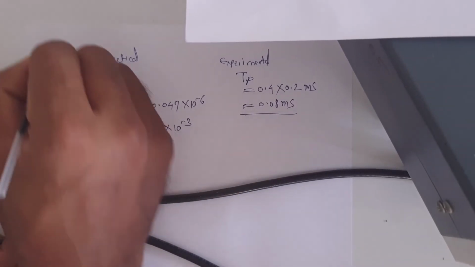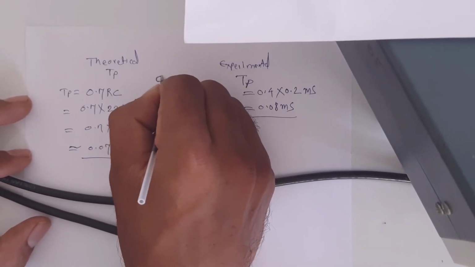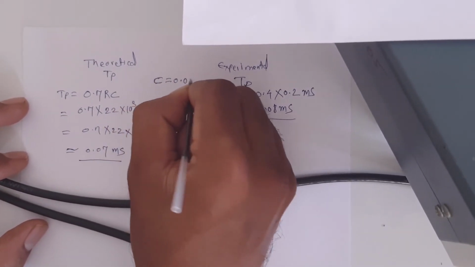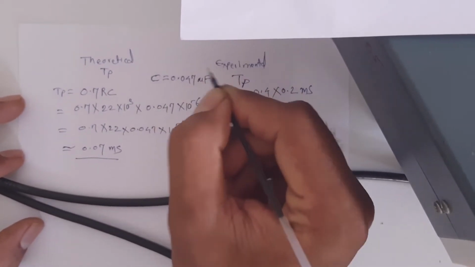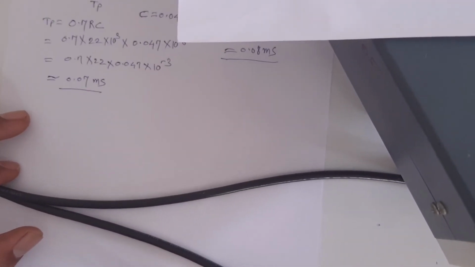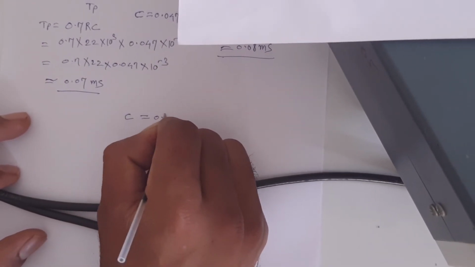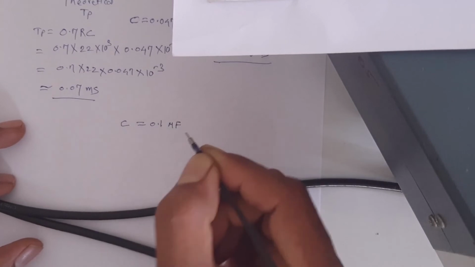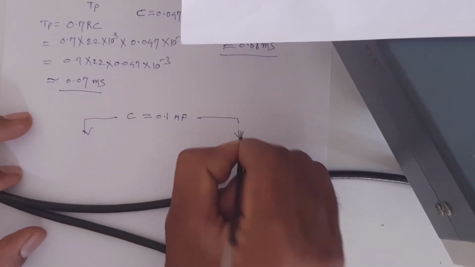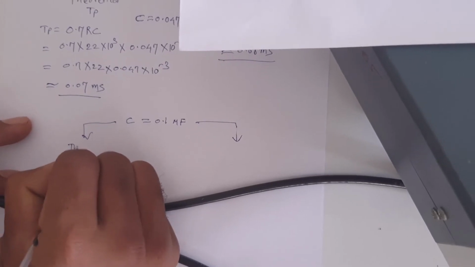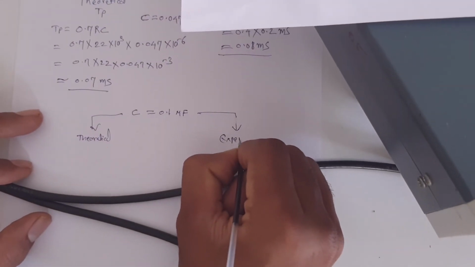Now this case is for capacitor value of 0.047 microfarad. Now let us switch the capacitor. C equals 0.1 microfarad, and again compare TP, that is theoretical, and experimental one.